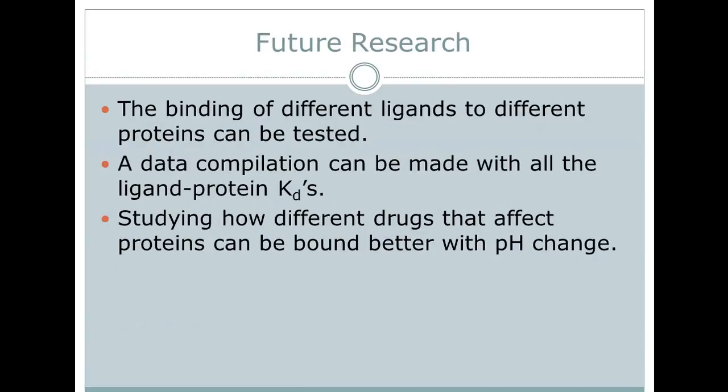This study would only be the first of many to study different protein-ligand affinities in order to compile a database for these affinities. This would be effective in showing the specific pH level that certain drugs would work best in the body.